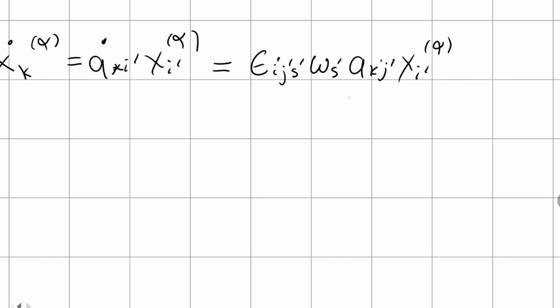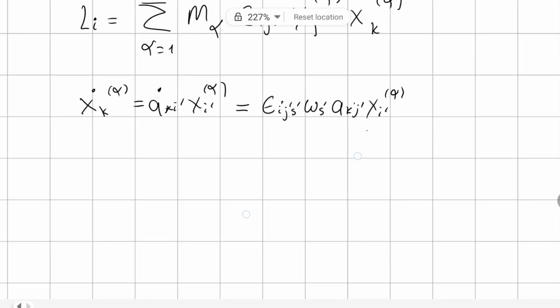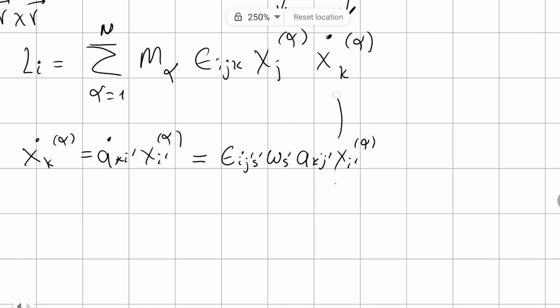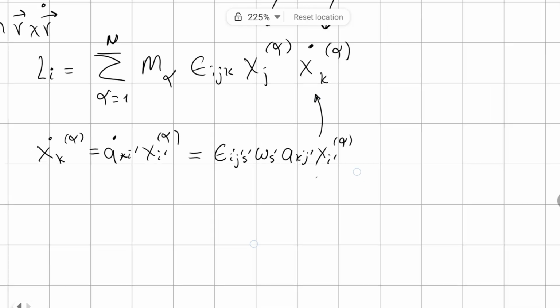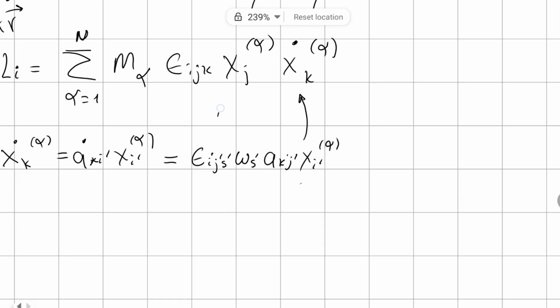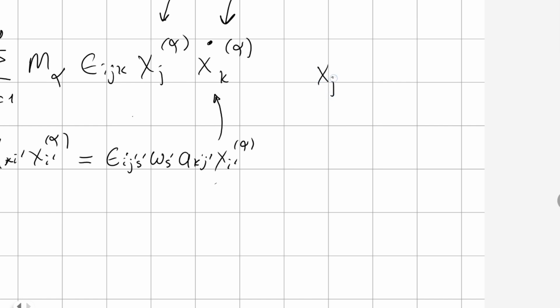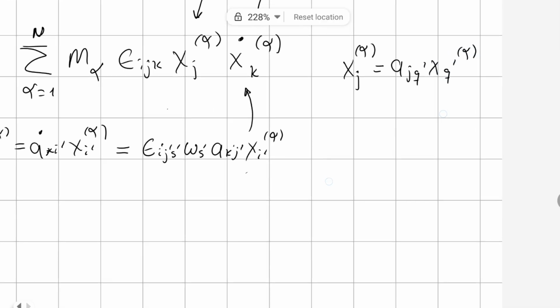Notice that in this case we no longer have the derivative with respect to time for an element of a, and that this component is for the prime basis that is fixed to the rigid body again. Okay, perfect. So we can substitute this into this equation, and we have also that this component in the inertial frame basis can be expressed as xj alpha equals ajq prime xq prime alpha. So we are going to substitute this into here.